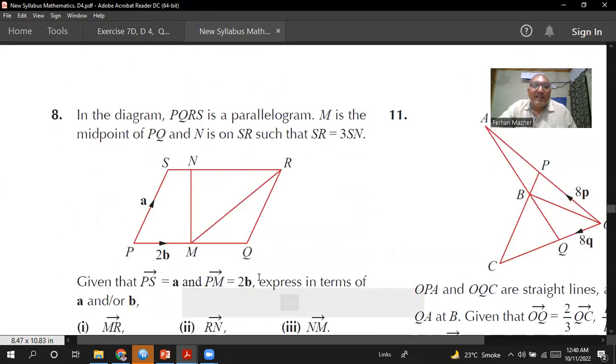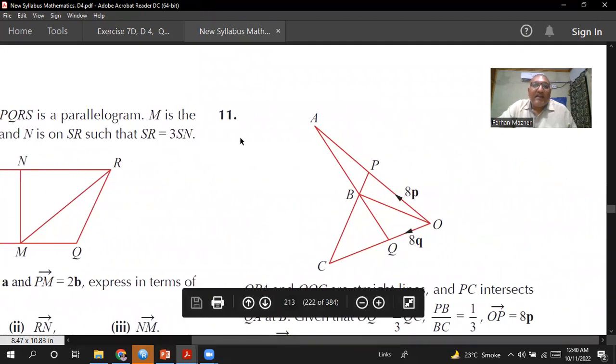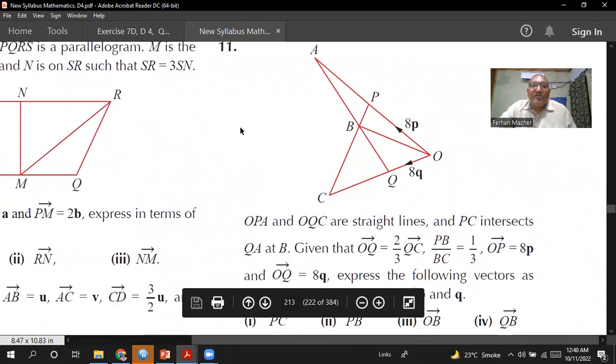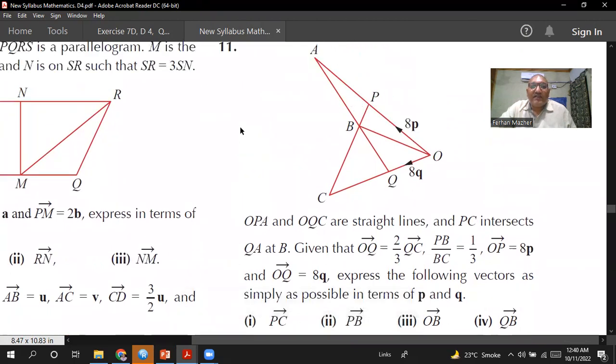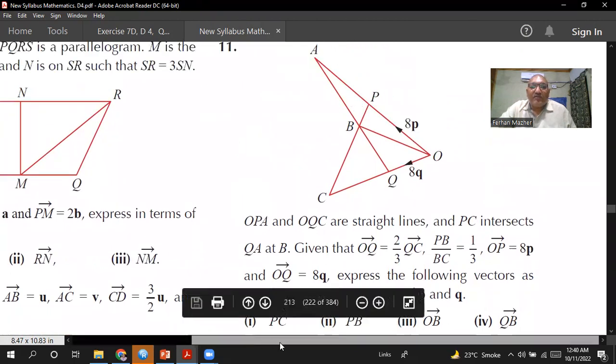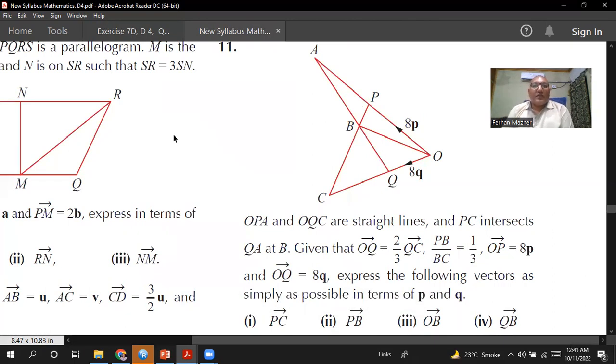The next question is question number 11. And here we go. The question number 11 is showing up on your screen. Okay, this is question number 11, sir. Okay, he says that OPA and OQC are straight lines, and PC intersect QA at the point B. Given that the OQ is 2 by 3 QC.